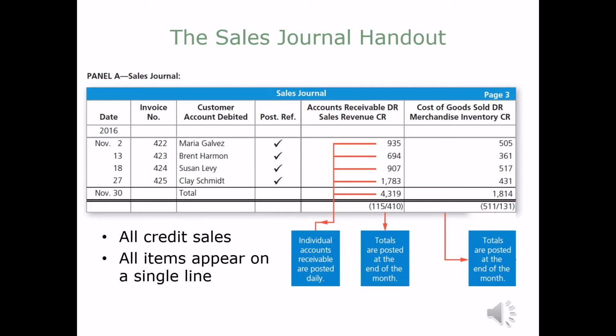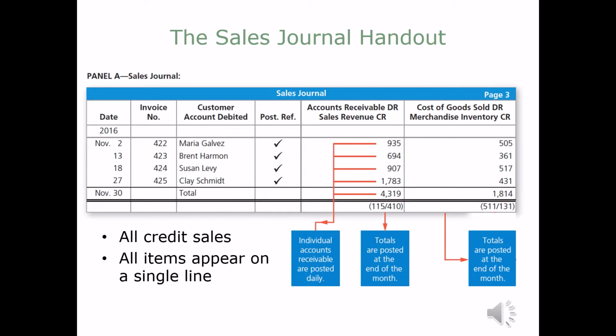The sales journal provides a place where we can consolidate all the journal entries related to selling. Here you can see on the left we have the date column, just like we do in the general journal. For each one of these dates, a sale has taken place. The invoice numbers recorded and the customer's name.